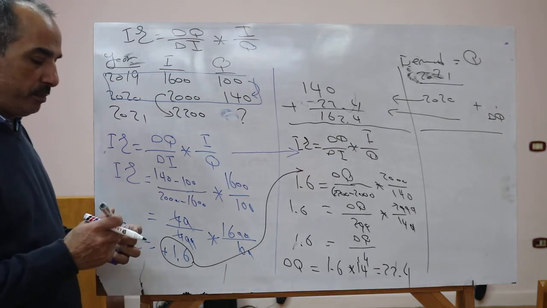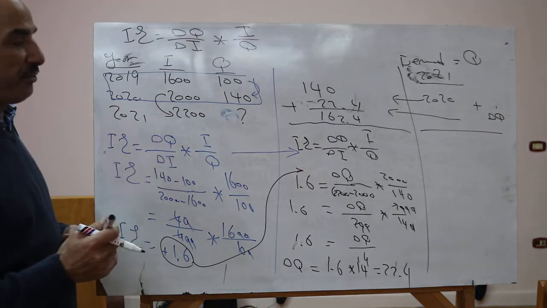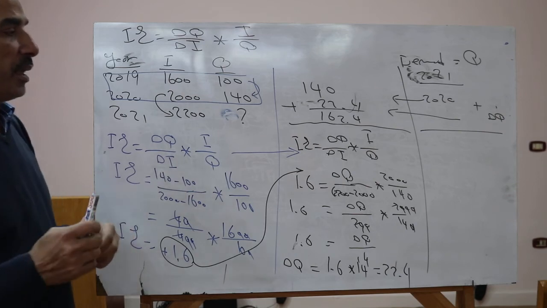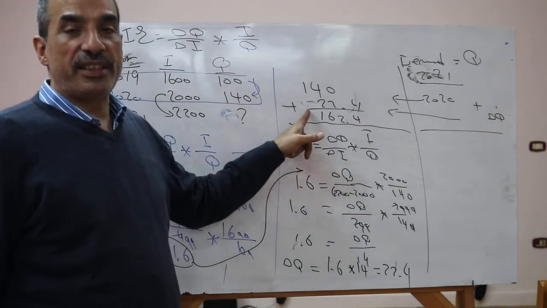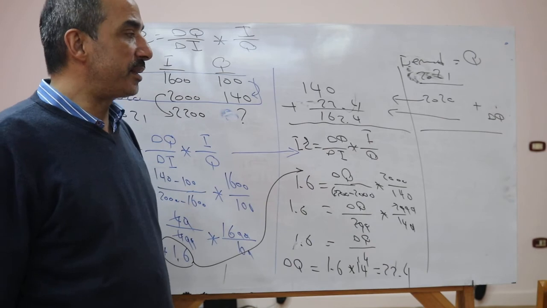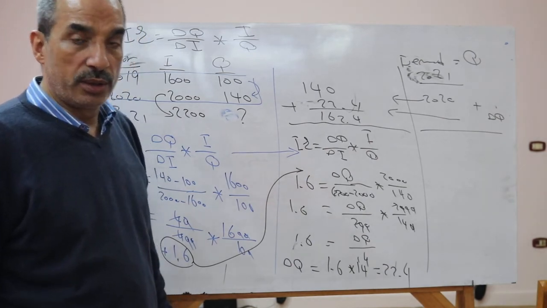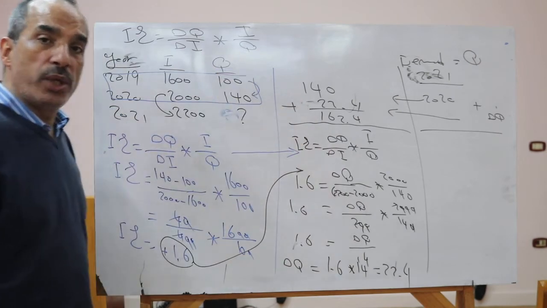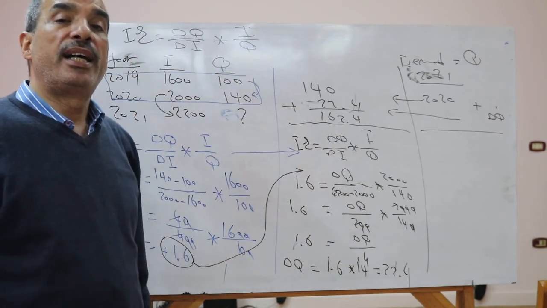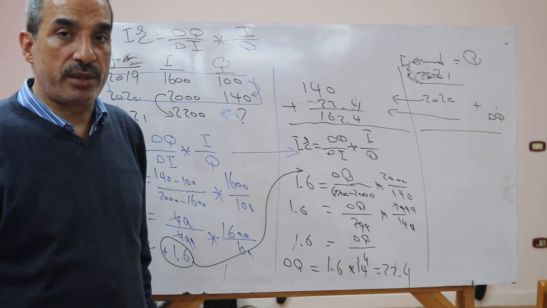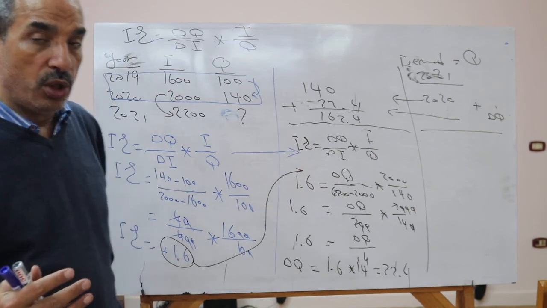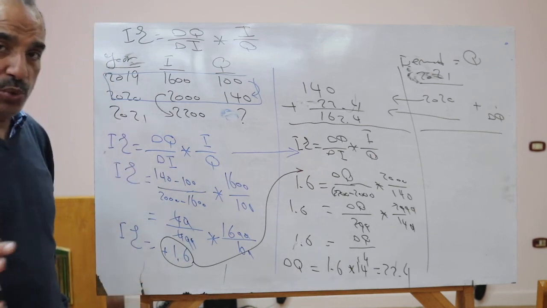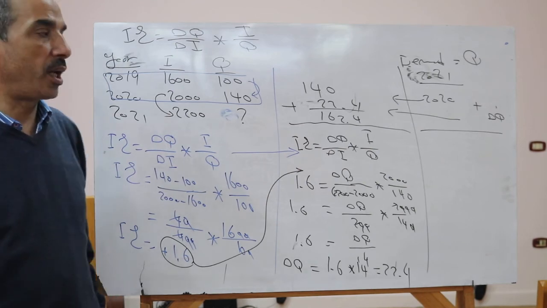That's meaning in the future the demand equals 162.4 units. This is a very important way to expect the demand in the future. We know we have a positive relation between income and quantity.